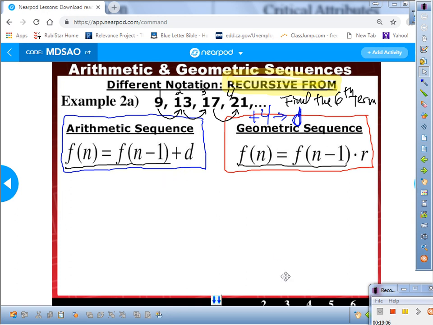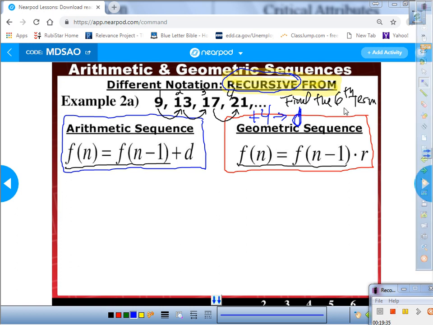So now, check this out. Pay attention, please, or you're going to miss it. They want me to find the sixth term. This form is called recursive because recursive means that I require the previous term of the one they're asking me for. Which one are they asking me for? The sixth term. But I need the fifth. I don't have the fifth.